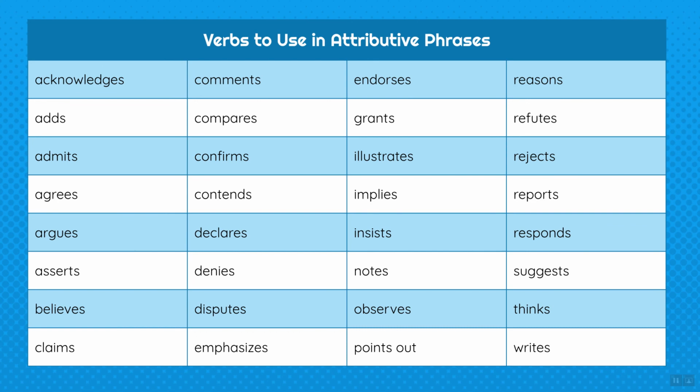While the most common way to begin an attributive phrase is to say according to so-and-so, there are other options. Vary the openings of these sentences by using some of the verbs in this chart. Just make sure that the meaning of the verb you choose fits the context of your sentence. You can have your own copy of this chart in the descriptions to the video.